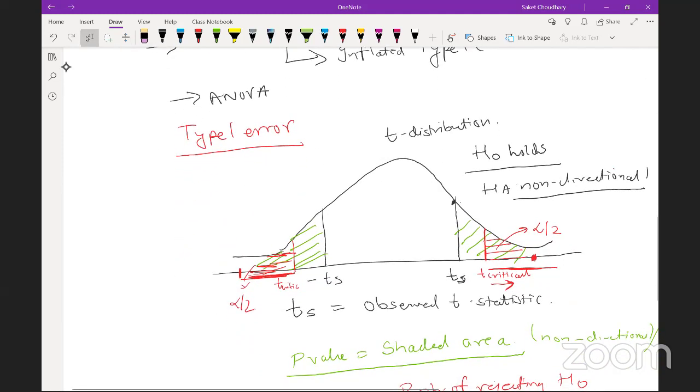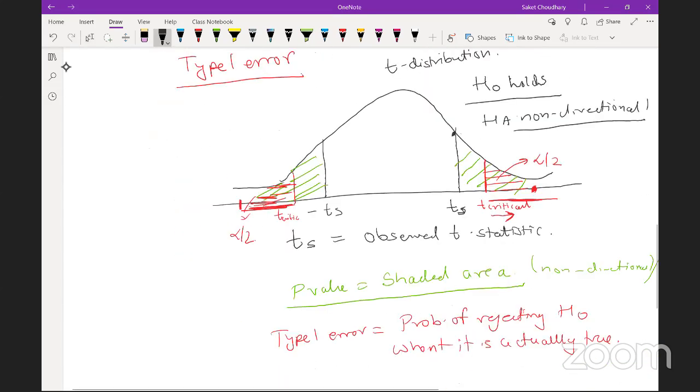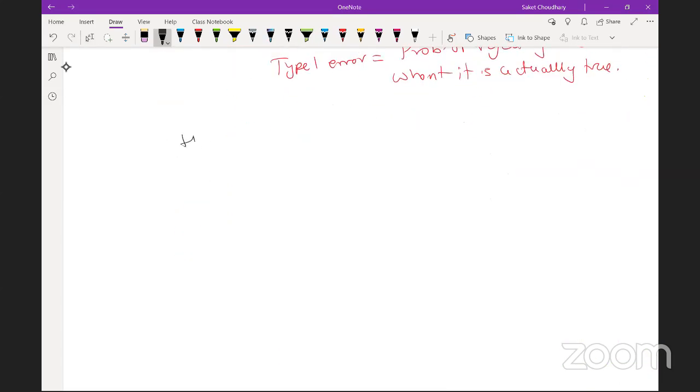And one thing that we started to focus on was the null in this case. Let me write it down here. So the null here was mu1 is equal to mu2 is equal to mu3 is equal to whatever, as many groups as you have. And your alternate is if either of these holds, that's good enough.